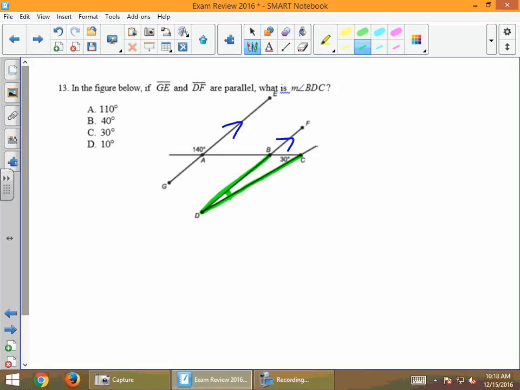How do I figure that out? Who's got an idea? Any plans here? I know they're parallel, so that tells me a lot of information. How can I use some information to figure out what this is down there? Does anyone see anything? Emmett, got an idea? 140. B would be 140, so that vertical angle, so it has to be 180.